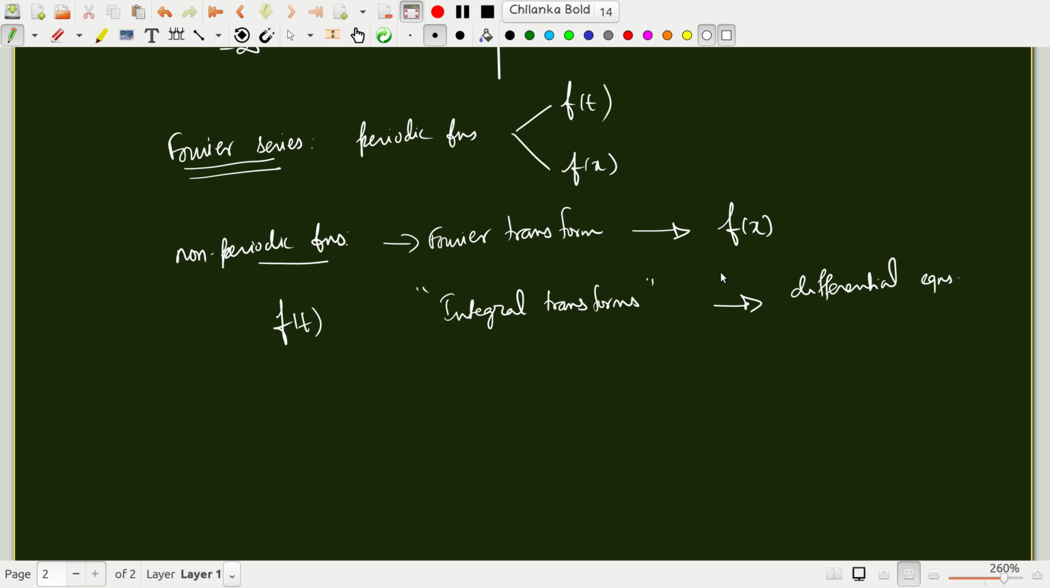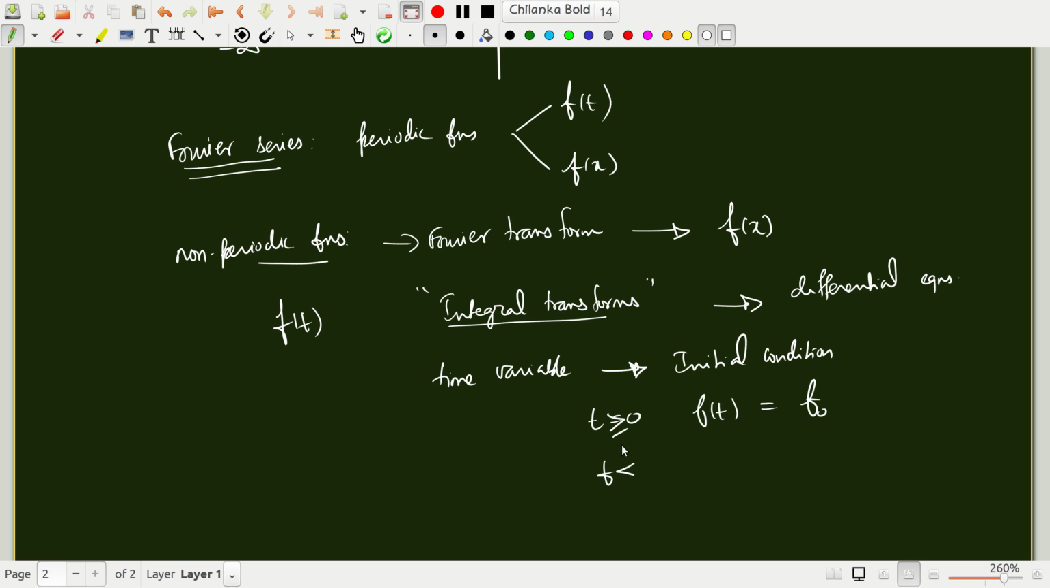Now, whenever you try to use integral transforms to solve differential equations, the time variable comes with a special initial condition. That is, at some time t equal to 0, the function f of t takes some value f naught for t greater than or equal to 0. At t less than 0, the function is 0 or something. This is typically what we call the initial condition.